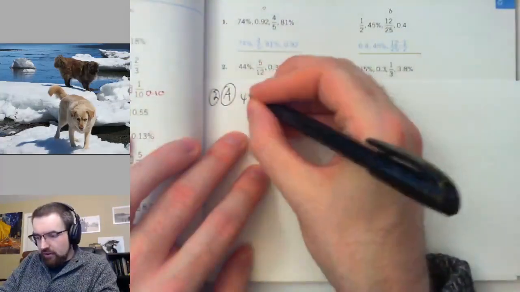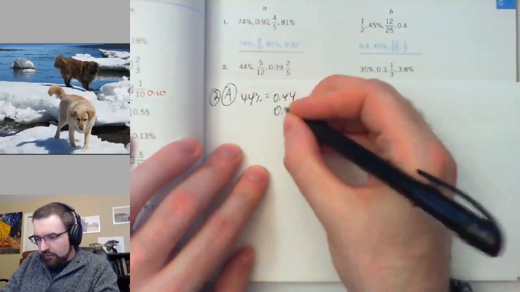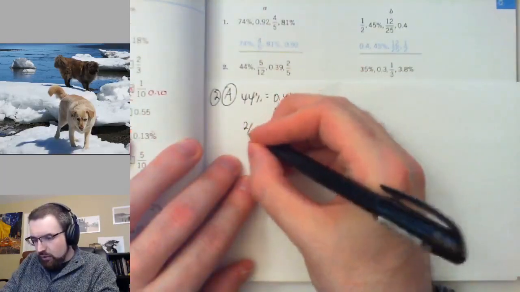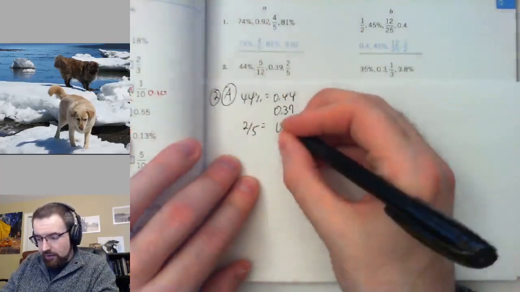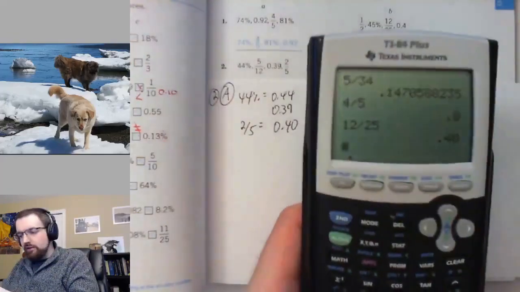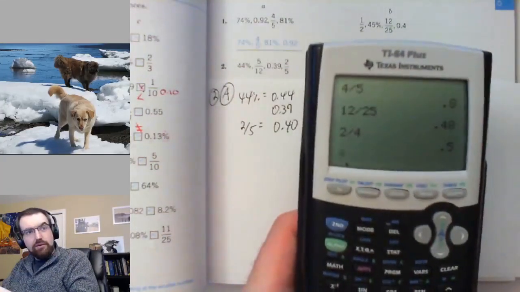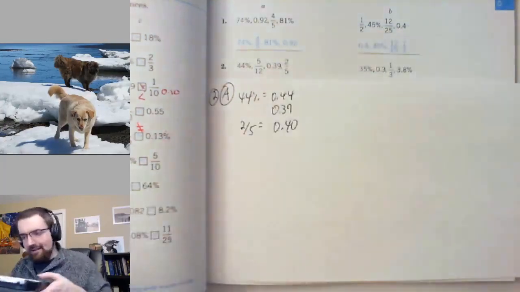So 44%, 44% equals 0.44. This one I know. I have 0.39. Now what are the other ones? 2 over 5. Well, I found before that 4 over 5 was 0.8. I know that 2 over 5 is going to be 0.4. But again, we could do it in the calculator. Oh, that's 2 over 4 I did. 2 over 5, pretend I did the right one. There we go, 0.4, easy.